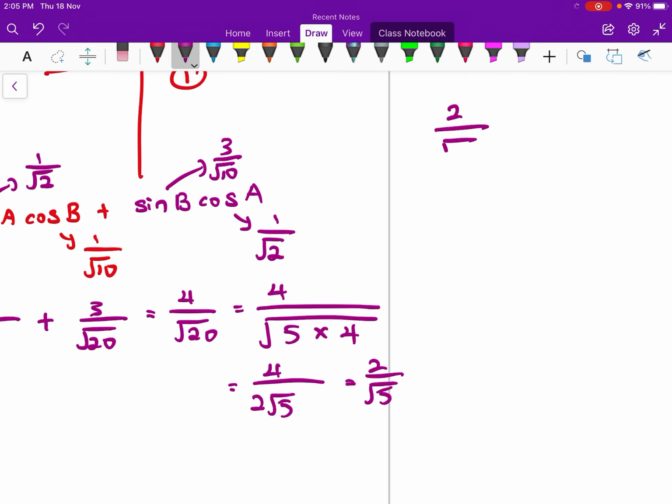So 2 over square root 5, you multiply by square root 5 over square root 5, top and bottom. That's how you do your rationalizing. So 2 square root 5 over 5. This is how you rationalize your surds. Okay, so you can try the other questions on your own.